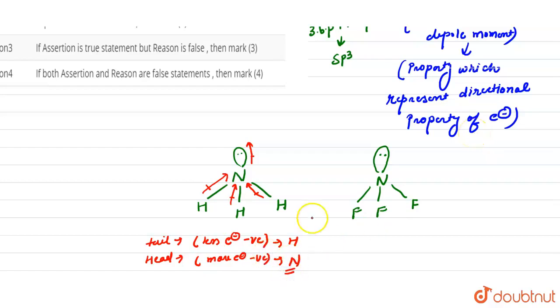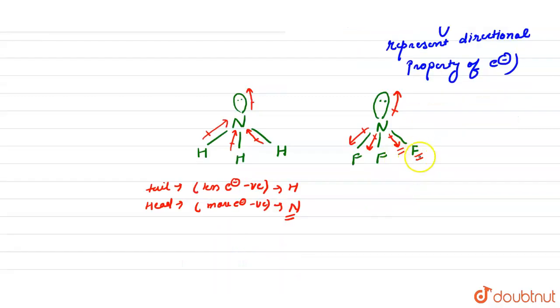But in the case of NF3, the N-F bond has the direction like this. The tail is towards the nitrogen and the head is towards the fluorine, as fluorine is the most electronegative atom here. In NH3, the resultant of the three N-H bond moments and the moment due to the lone pair of electrons act in the same direction.